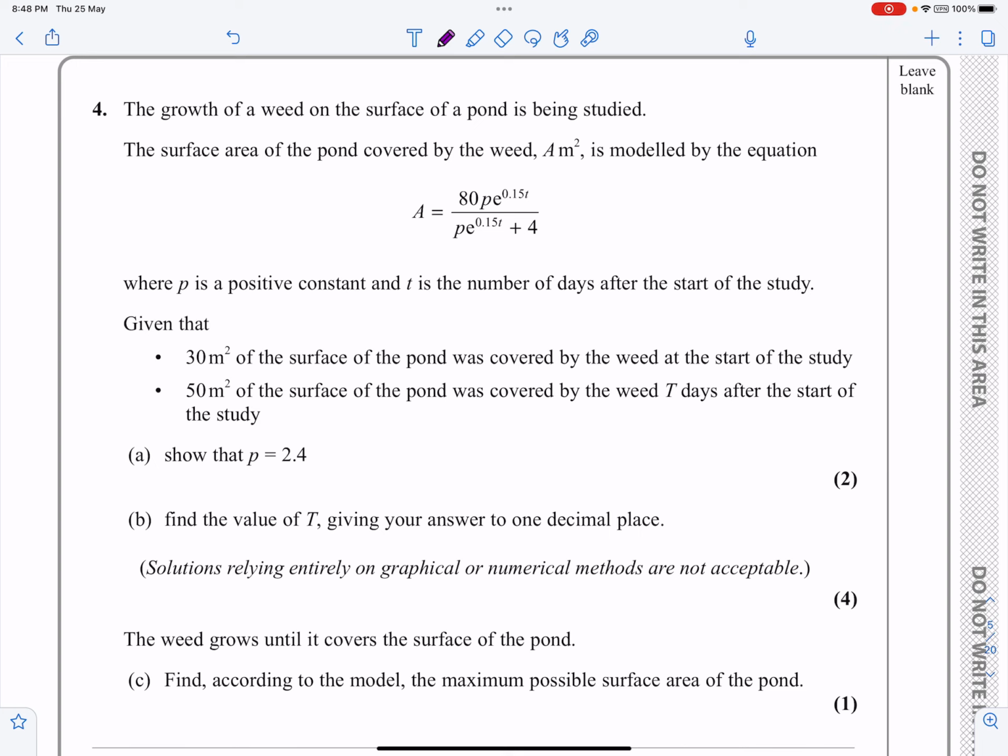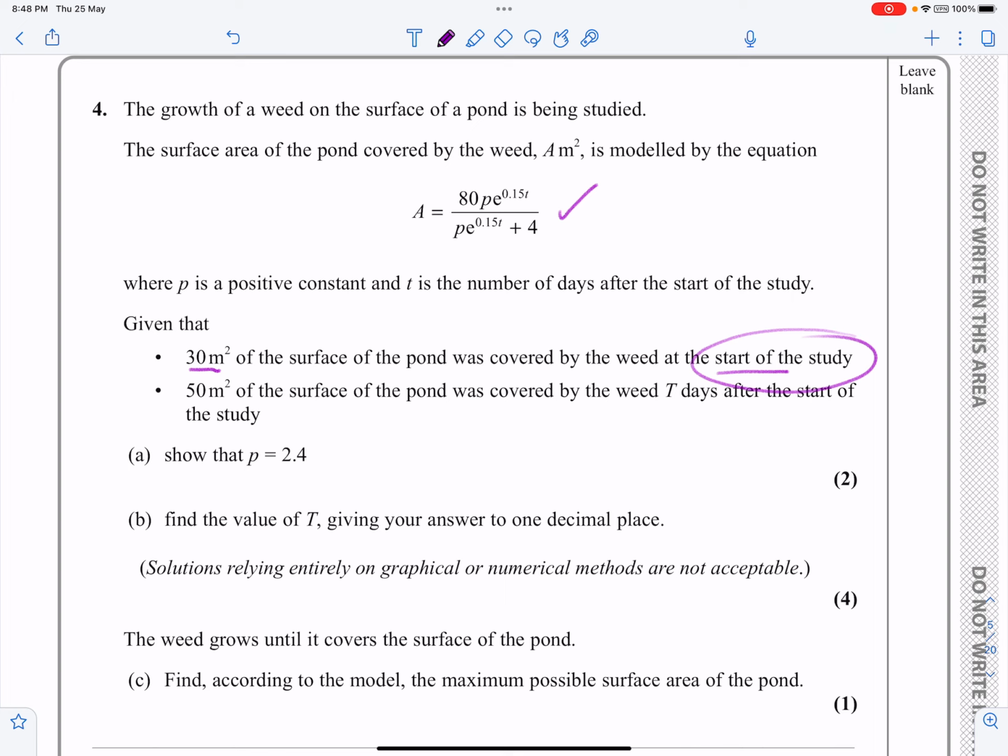So we have a quick look at our function and then the information that they've given us. First of all, A is the surface area of the pond that's covered in this situation. P is just a constant and T is our variable. T is time, the number of days. So when we get given this first piece of information, that the area is 30 meters squared, A is 30, at the start of the study, this is fairly standard for these sorts of questions, they're going to tell me when T equals 0.